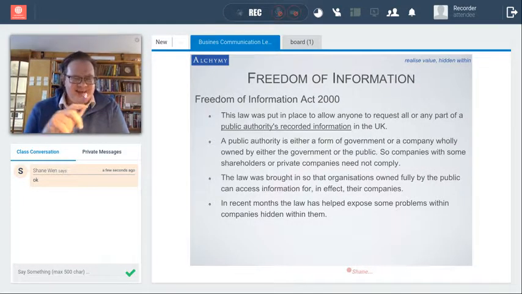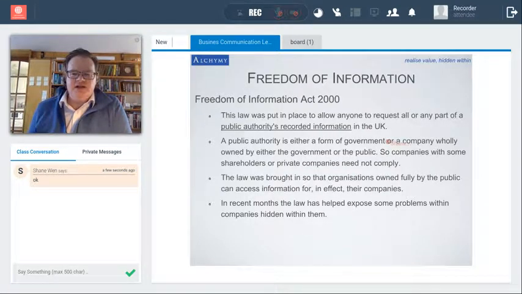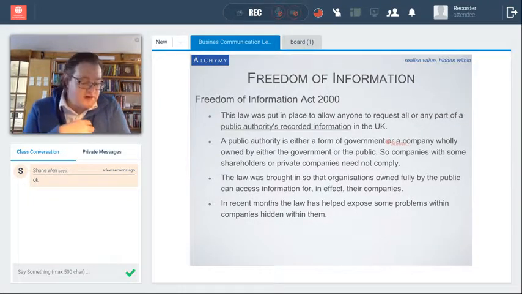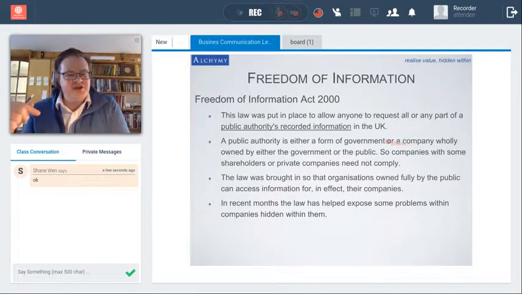Freedom of information. Now, freedom of information probably shouldn't be too much part of this course, but it's mentioned, so I'm covering it. It's put in place to allow anyone to request all or any part of public authorities' recorded information in the UK. So what this means is, if I'm an individual or an organization, I can request the information that's held about me, or in certain cases, other information that's held by a public body in the UK.